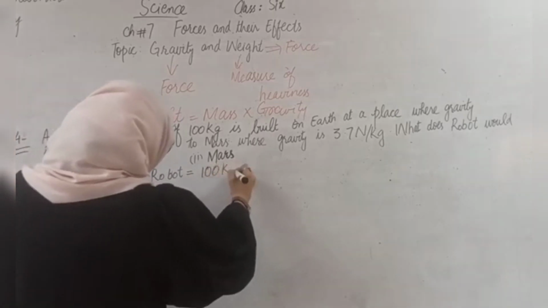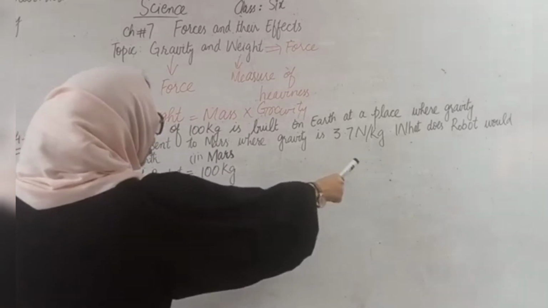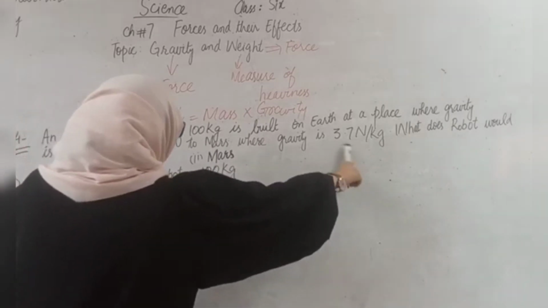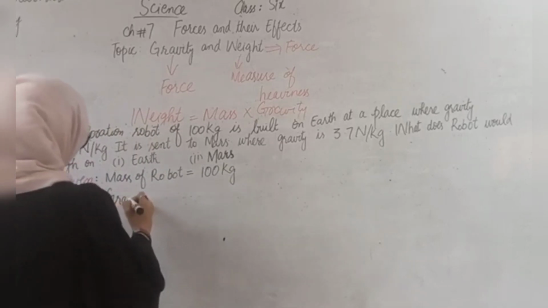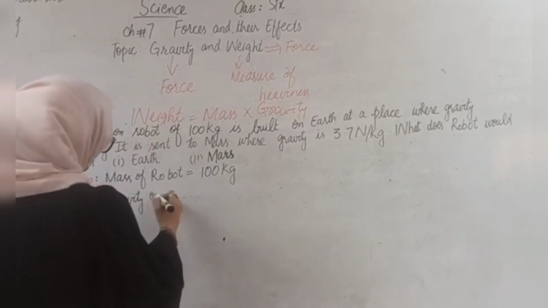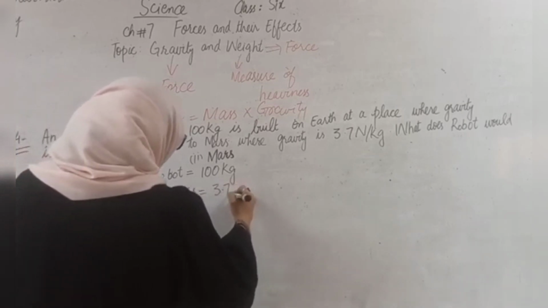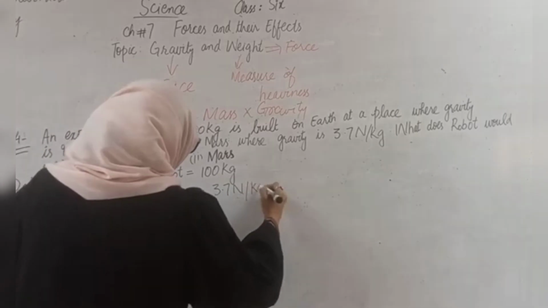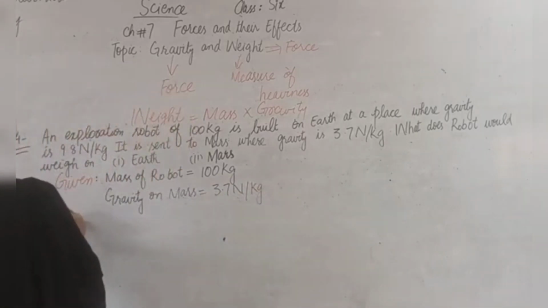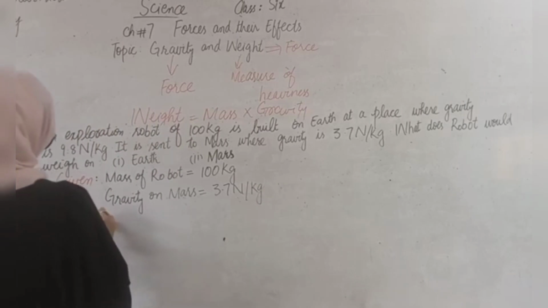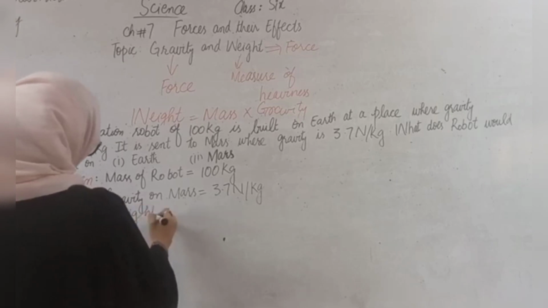100 kilogram. And next we will use the gravity on Mars, that is 3.7 Newton per kilogram. Gravity on Mars is given, that is 3.7 Newton per kilogram. And we require the same thing, that is weight. We don't know the weight, we have to find it.